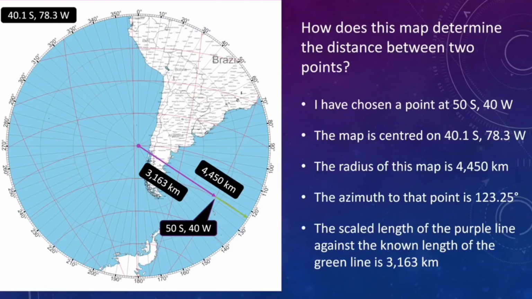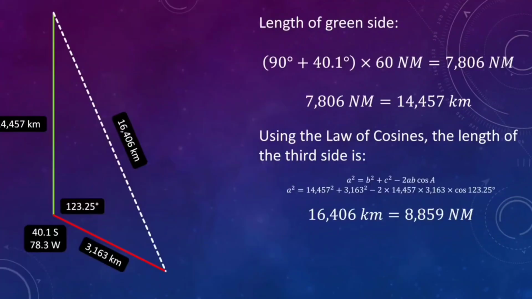You're quite welcome to do your own pixel counting if you don't believe me, but remember the question we're trying to answer is, on what map do you arrive at 50 degrees south, 40 degrees west, if you start at the GP and travel 3,163 kilometers at that azimuth? So let's check the AE map first. So again, here's our triangle starting at the North Pole. We can work out the length of the green side by using the 60 nautical miles per degree of latitude, and it comes out to 7,806 nautical miles, or 14,457 kilometers.